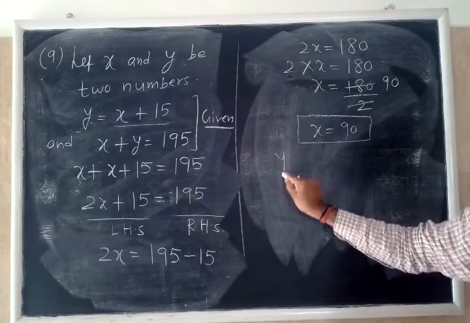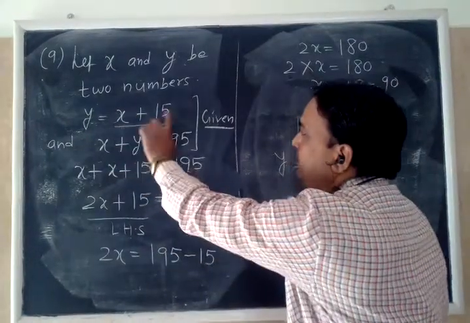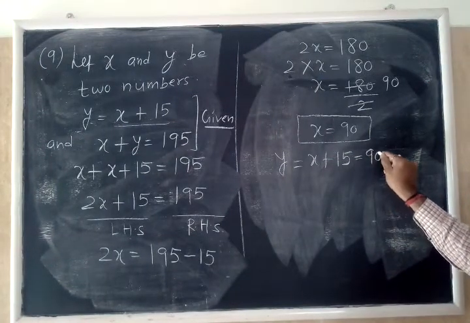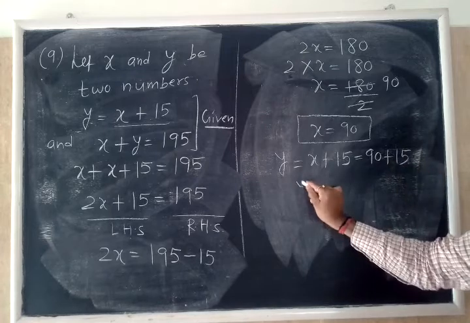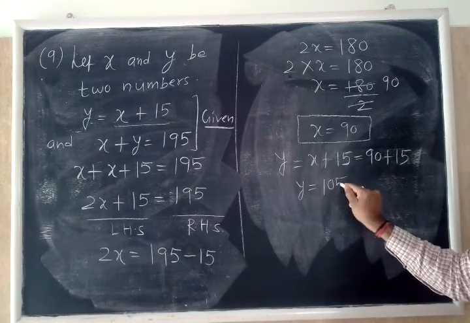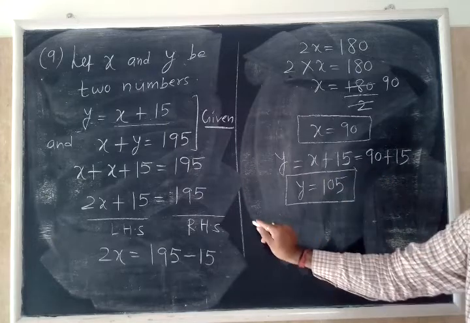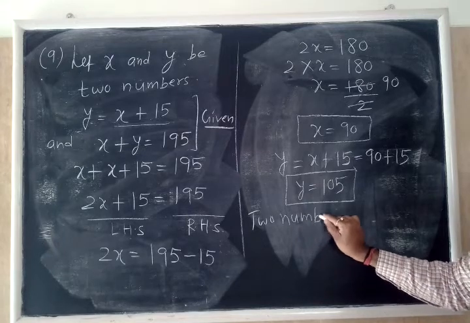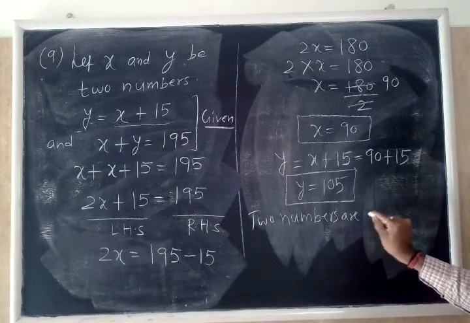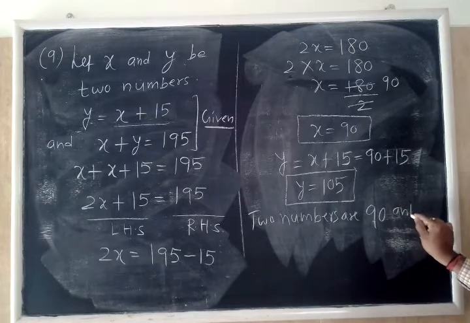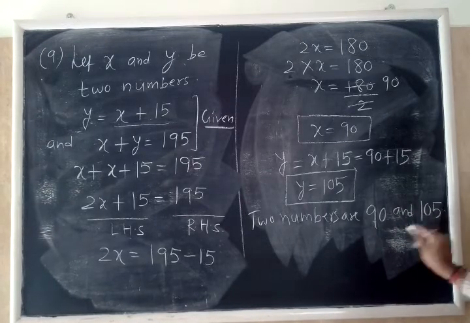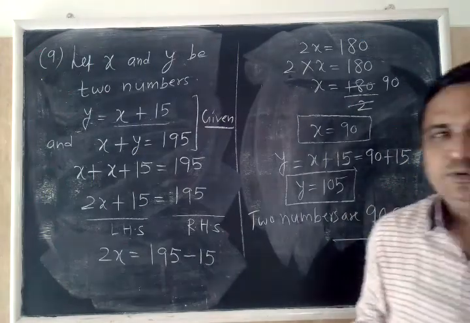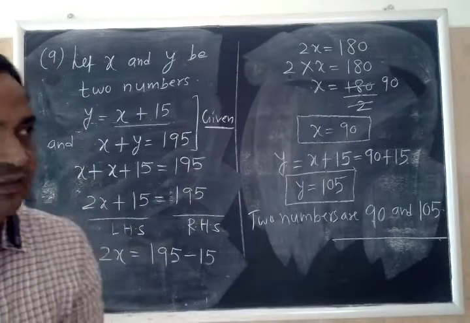And what is y? Y is x plus 15. X is 90. 90 plus 15, so y will be 105. So the two numbers are 90 and 105. Yes, is it clear? The two numbers are 90 and 105.